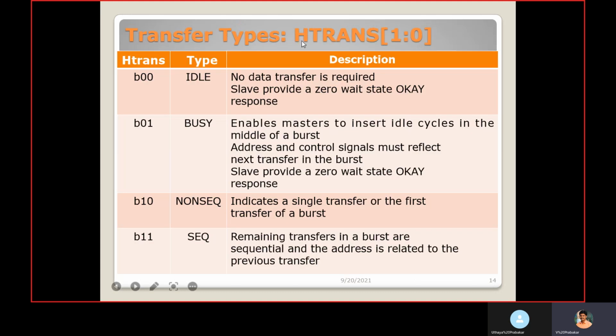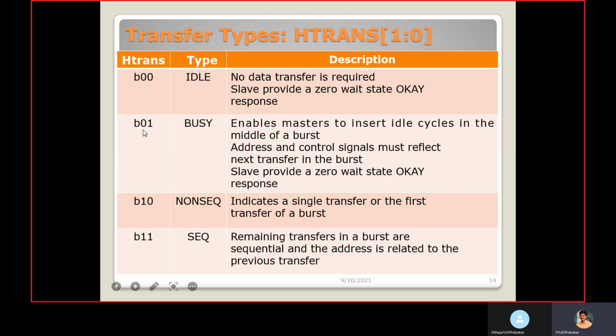Then types of transfer. HTRANS is the control signal. It decides the type of transfer. It is a 2-bit signal, so these are the possible values. When HTRANS is 0, that indicates an idle transfer type. That means no data transfer is required. The slave provides a zero wait state OKAY response. When you want to perform idle, you need to make HTRANS 0. So it will behave like this.